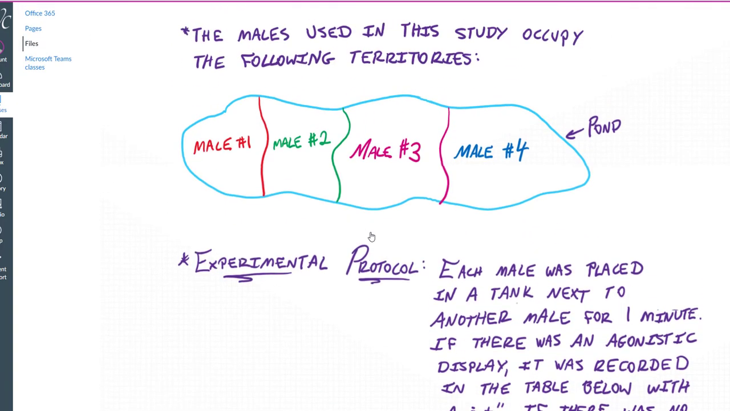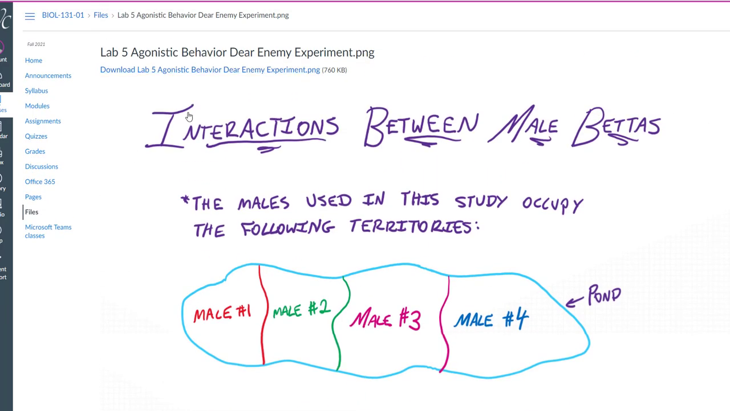Okay? Now when you look at this territory, keep in mind that the males don't leave their sections of the pond. Male 1 only knows male 2. This is the only other male he ever sees. Male 2, however, also knows male 1. But in addition to male 1, he knows male 3 too. He knows who his neighbors are. Male 3 knows male 2 and male 4, but male 4 over here only knows male 3. Right? They know who they share borders with. Keep that in mind. Okay, so this is the data you'll use for the dear enemy part of the lab.